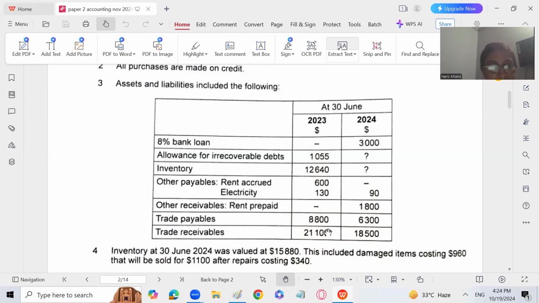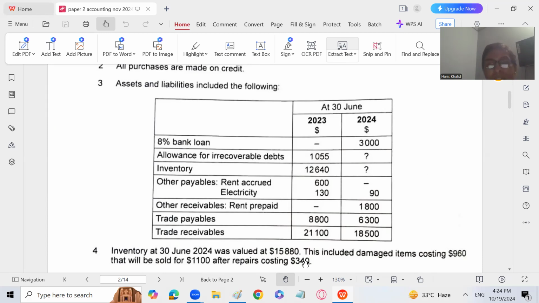Trade payables are given, opening and closing. Trade receivables are given, opening and closing. It means that we have to prepare SLCA and PLCA to find credit sales and credit purchases. Inventory at 30th June was valued at 15,880. This includes damaged items costing 960 that will be sold for 1,100 after a repair cost of 340.